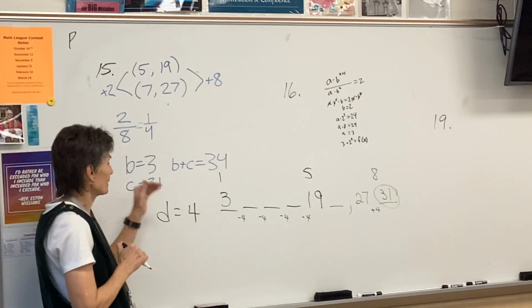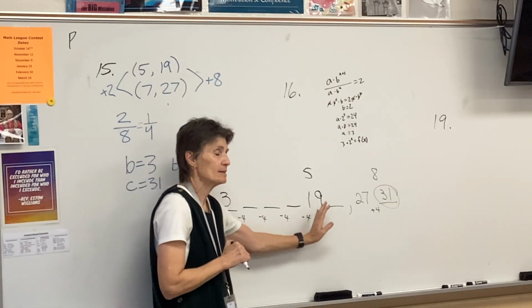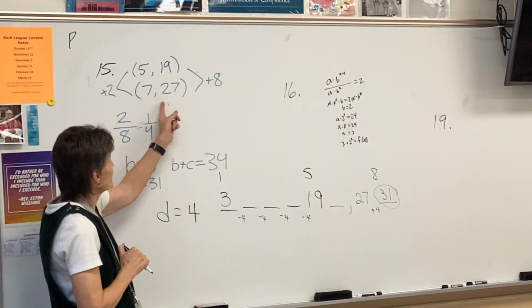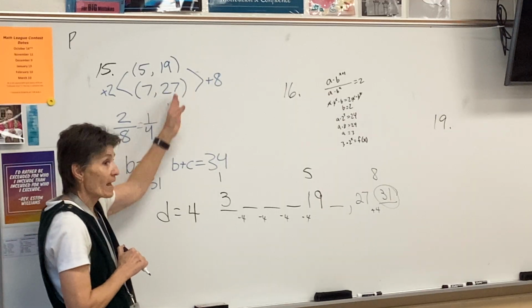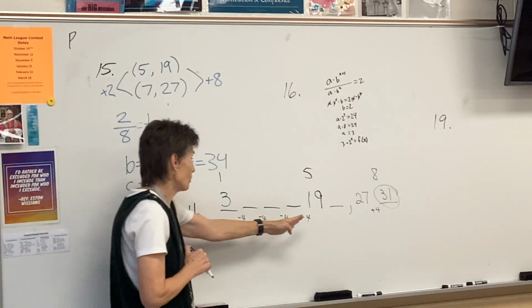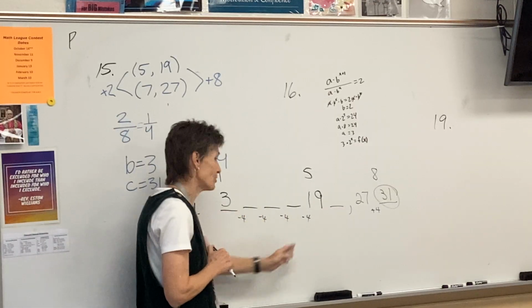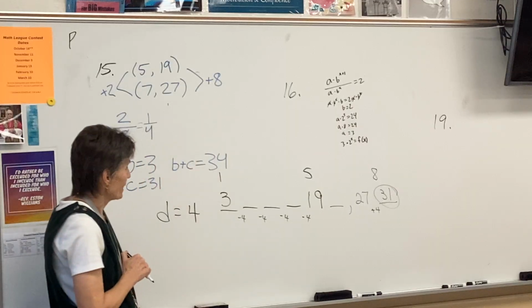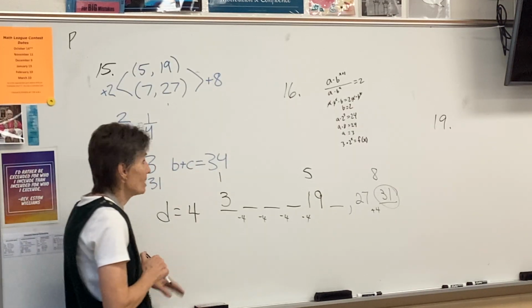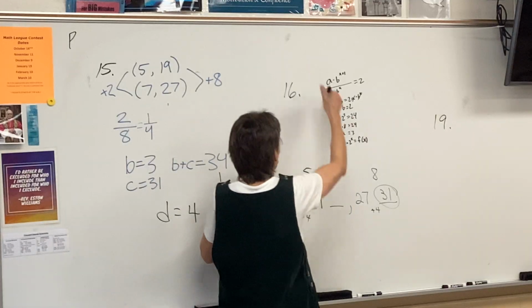Remember, arithmetic means every step is exactly the same size. So he knew that between these two, he covered 8. Each step has to be 4. So just back up some 4s, go forward some 4s, and get that. You okay with that? This one is exactly right.